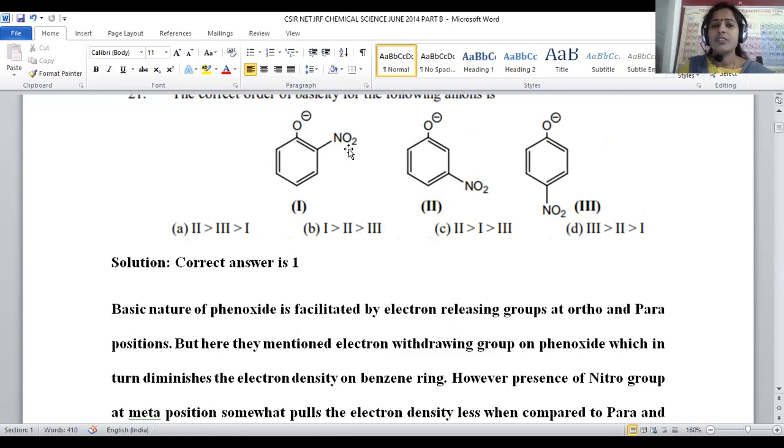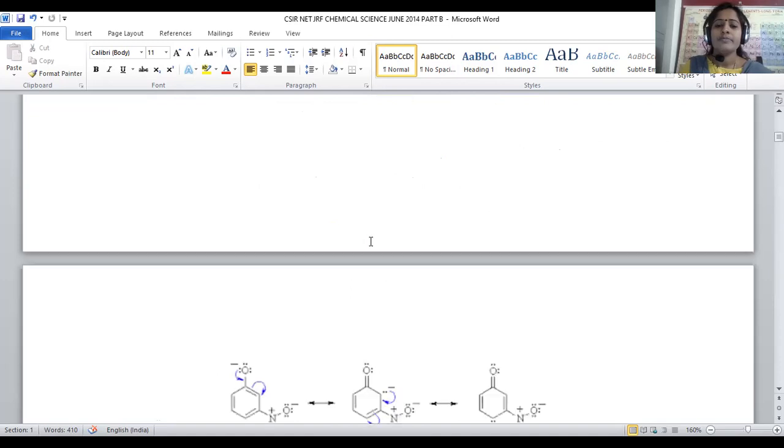There are certain groups which increase the electron density on the ring and certain groups which decrease the electron density on the ring. Nitro is an electron withdrawing functional group, so it will destroy the electron density. Subsequently, basicity will be lowered. Whenever this phenoxide is attached with a methyl or methoxy functional group, electron density will be raised. Subsequently, its basic nature will be raised. But here we have the nitro group at different positions. Then based on its position, its basicity will be altered. Let us see how it could be.